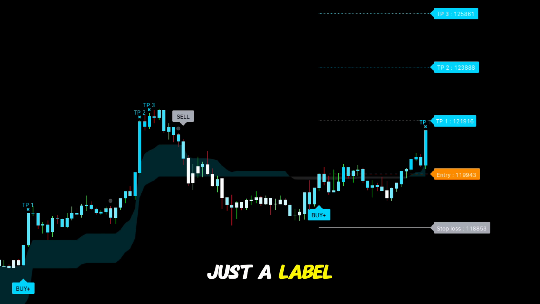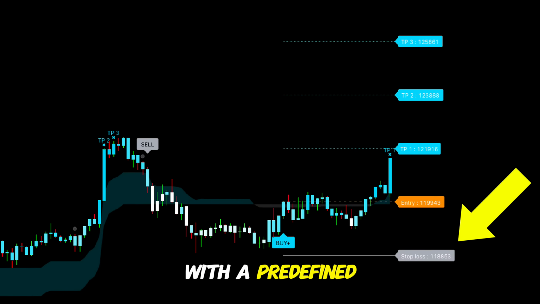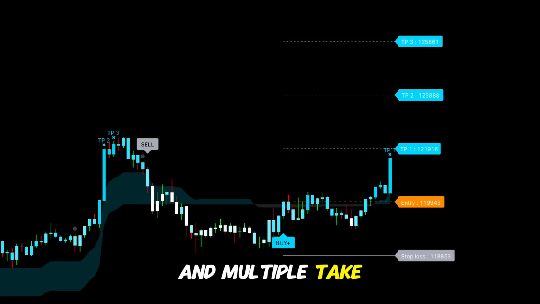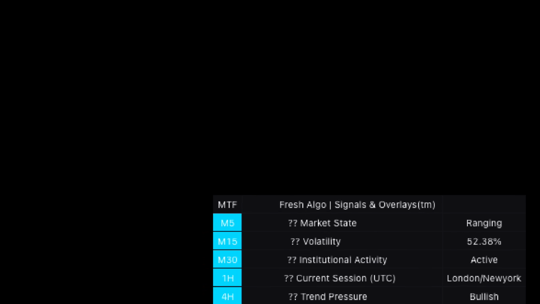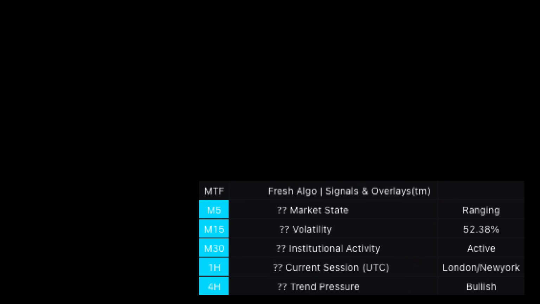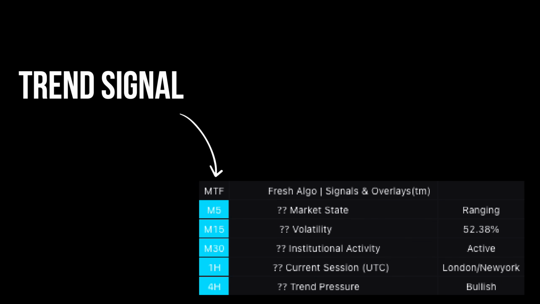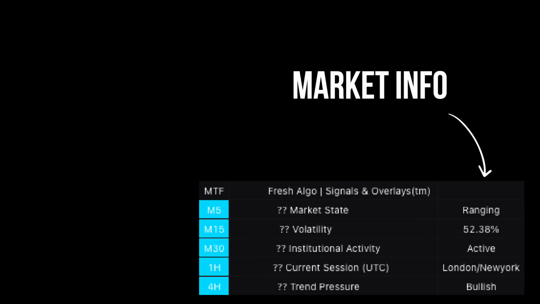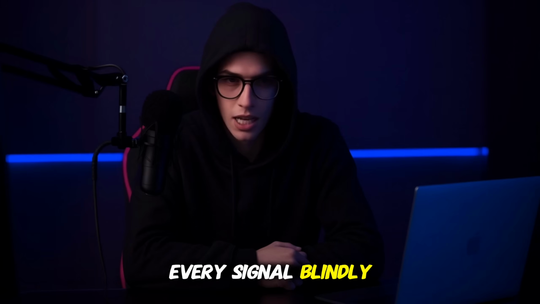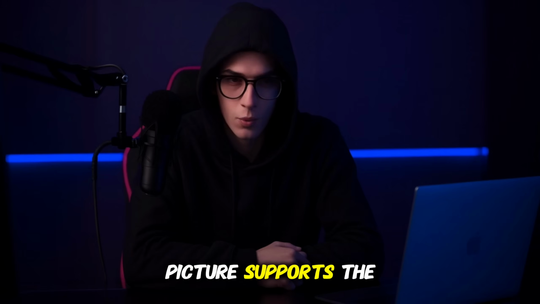And it's not just a label. Every signal comes with a predefined stop loss level and multiple take profit targets, so you can manage your trade without second guessing. The real strength of Fresh Algo is that it's reactive to market conditions. It has a built-in multi-time frame dashboard showing the overall market trend, volatility, and whether the market is trending or moving sideways. That means you're not just taking every signal blindly. You can see if the bigger picture supports the trade.